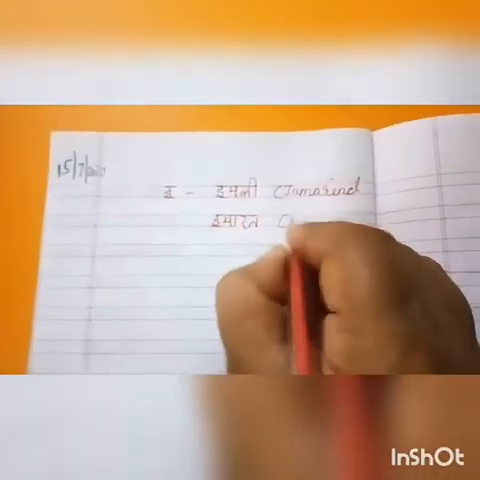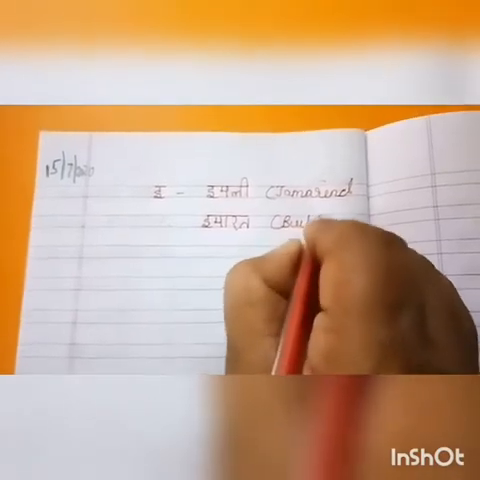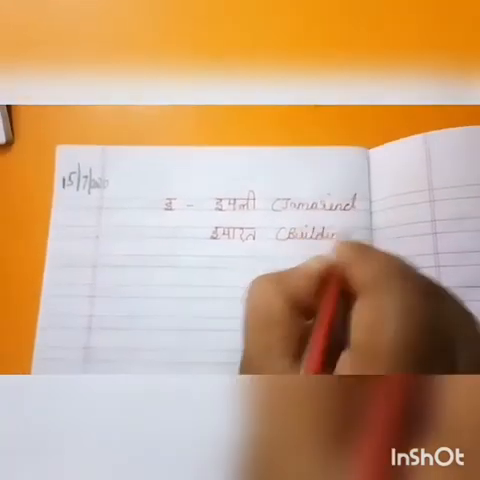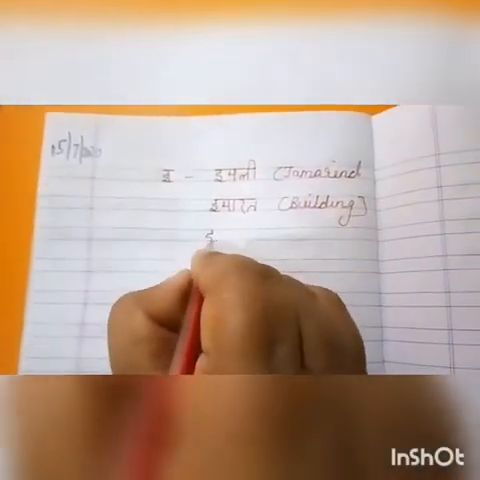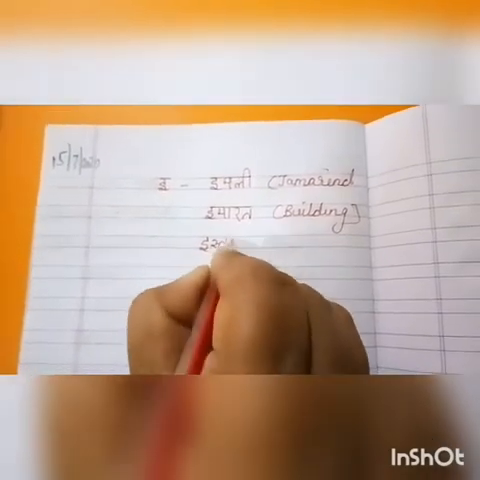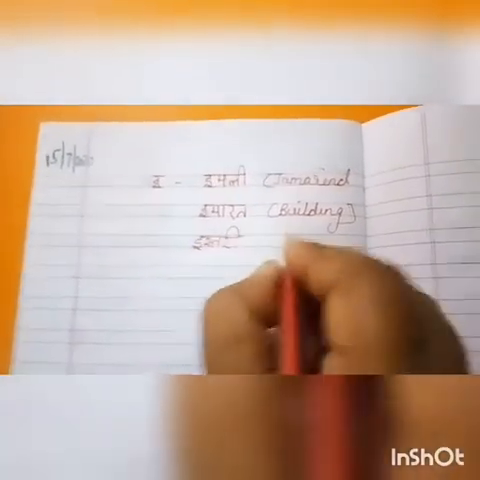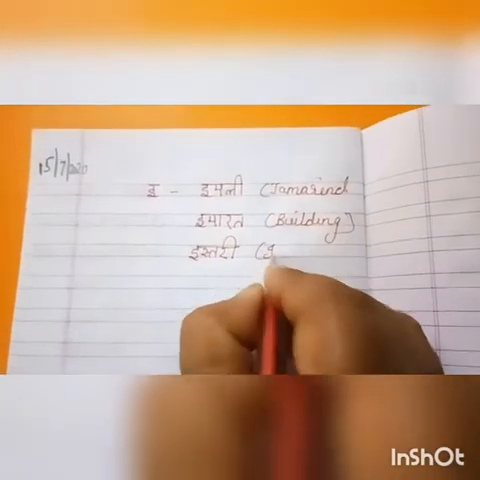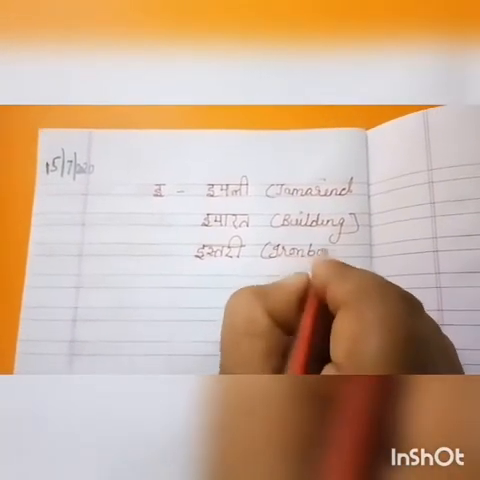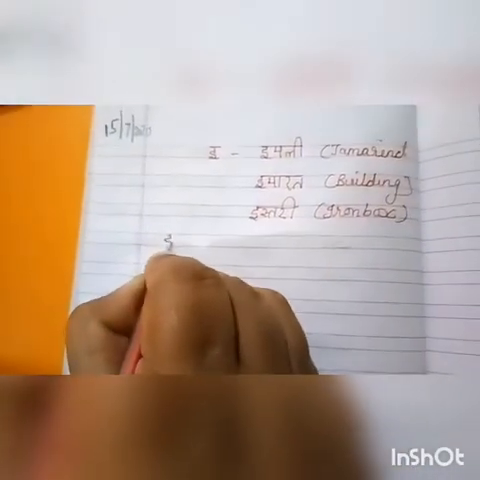Imarat yani building. Then istri. Istri yani iron box. Okay, children, then write here within the double line letter E.